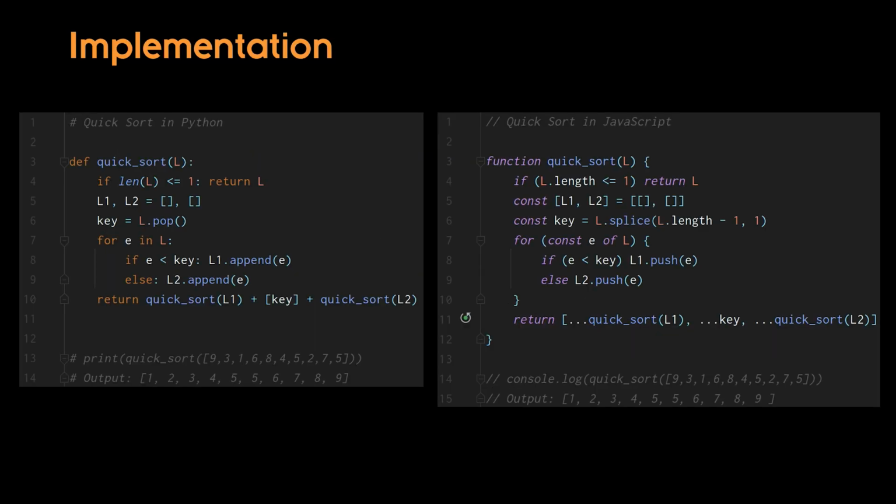So on the right side we have the same example but written in JavaScript. First we check the length, then we create two empty arrays, then we pick a key with the splice function, then for each element of the list minus the key, if the element is smaller than the key, we push it to the list 1, else we push it to the list 2. And finally, we return an array of quicksorted list 1, the key, and the quicksorted list 2.